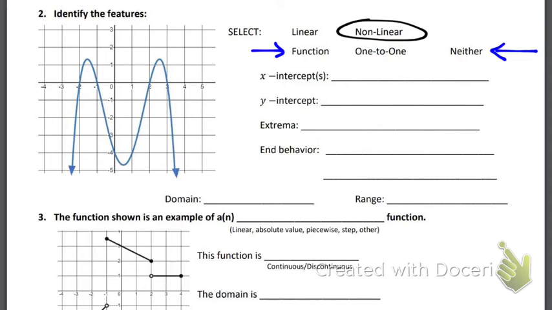First thing we're going to check for is it a function? If it's not a function, we jump immediately to neither. It cannot be one-to-one if it's not a function. Checking for a function is where I used my straight up and down line, my vertical line. Remember, I'm imagining that this vertical line is very thin. So if I'm using a pencil, it's super thin. I'm going to take it vertically back and forth in front of my graph.